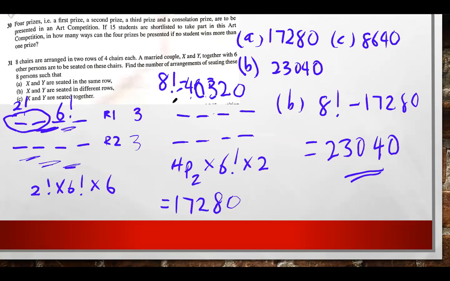If I were to add a question D, I would find the number of arrangements of seating these 8 persons such that X and Y are not seated together. So if seated together is 8640, not seated together will be 8 factorial minus 8640. And that's your answer. So that's permutation for you.